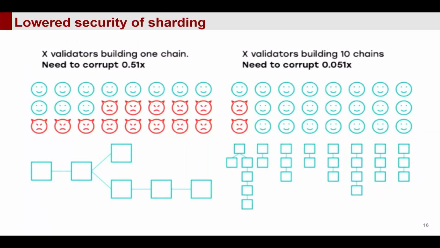In the shards, okay, so this is what you see on the left-hand side. On the right-hand side, on the other hand, imagine that there are 10 shards. In this case, instead of 0.51, the attacker needs only 0.051 fraction of the total mining power in the network, because it's much cheaper to overcome the mining power of a shard compared to the entire system.